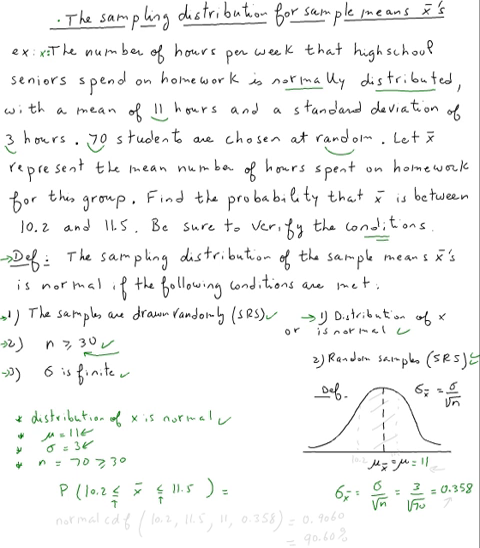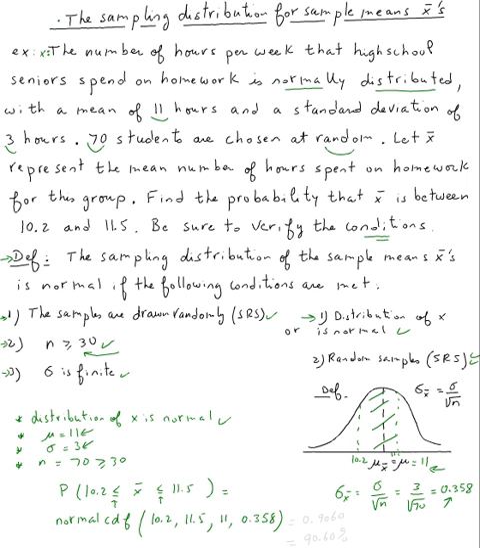What else? Do we need anything else? No, that's it. So now let's answer the question. We're going from 10.2 to 11.5. So we're looking for this area. How do we find it? We use a normal CDF. We're going from 10.2 to 11.5, and the mean is right there, which is 11.